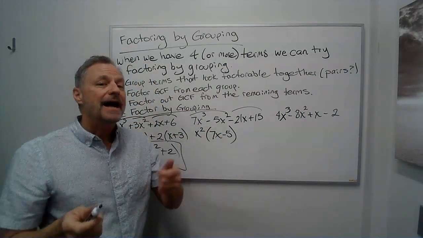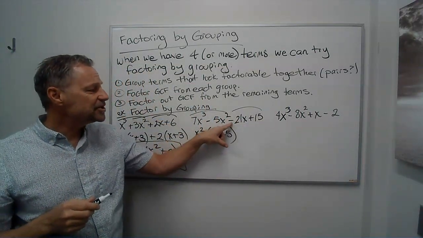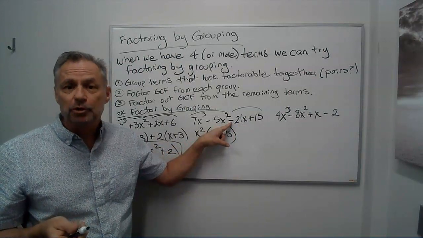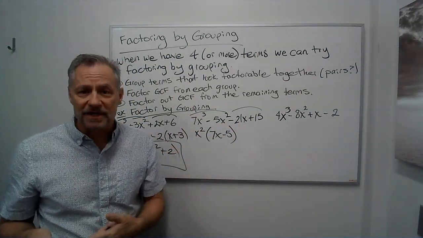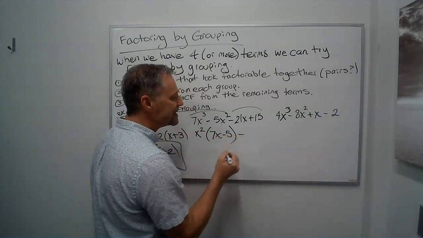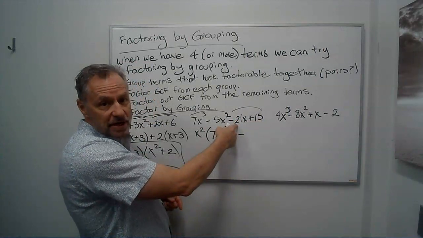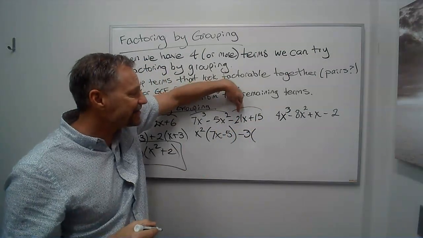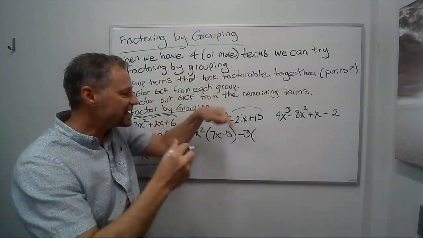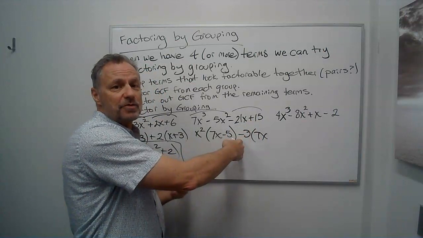Now, another thing to watch out for, if the leading term of this group, whichever group it is, starts with a negative, factor out the negative along with the rest of the GCF. So I'm going to factor out a negative. Well, they don't have a common x, but 3 goes into both of those. So I factor out a negative 3. So notice when I divide this by negative 3, it's going to be positive 7x. And then 15 divided by negative 3 is negative 5.